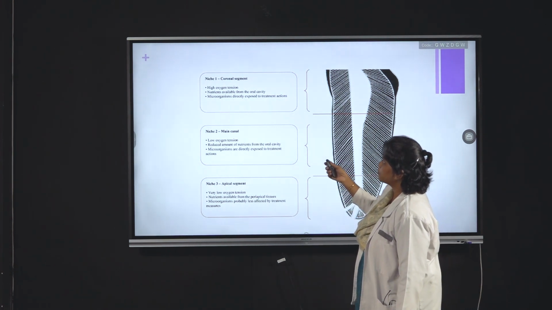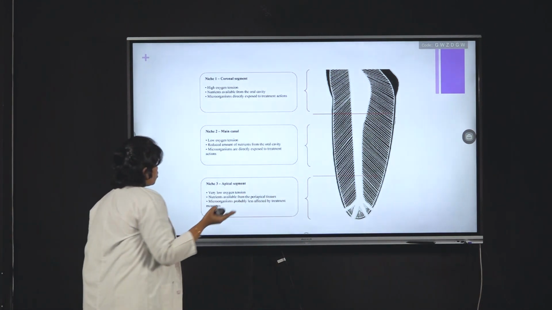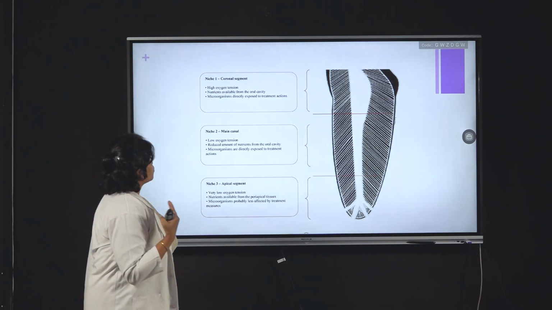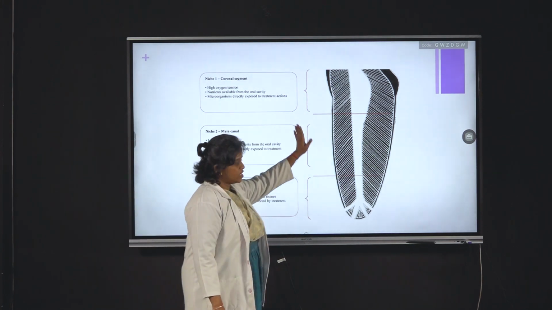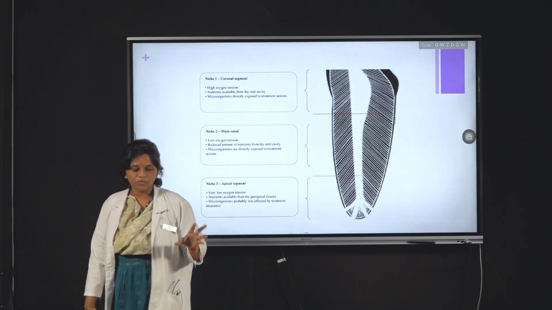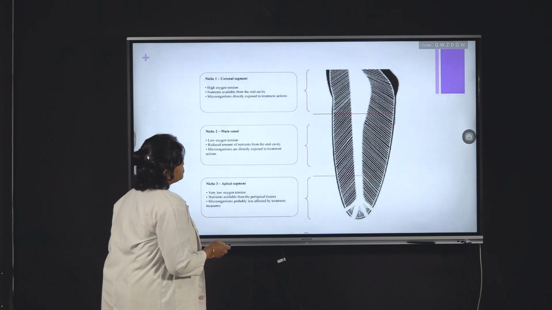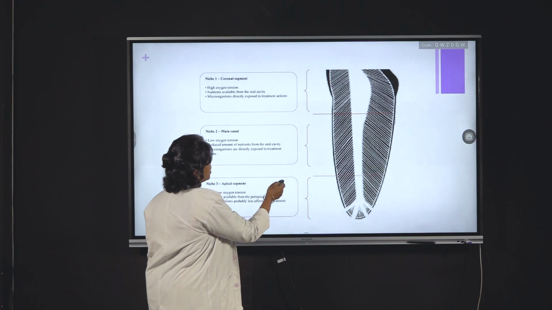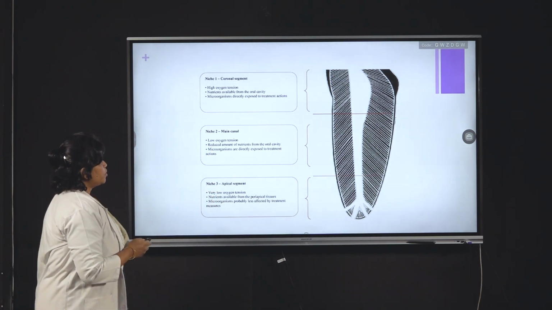in the coronal segment high oxygen tension is present, because it is mostly exposed to the oral cavity, so the oxygen tension is more and nutrients are directly available from the oral cavity. Because of the oxygen gradient and the nutrition present, facultative anaerobes are mostly seen in the coronal segment, right? And these bacteria present in the coronal segment are amenable to the endodontic procedure, and can be easily removed during endodontic procedures.